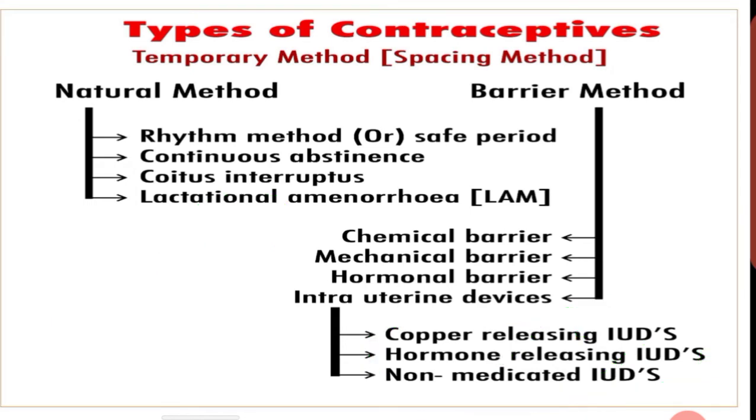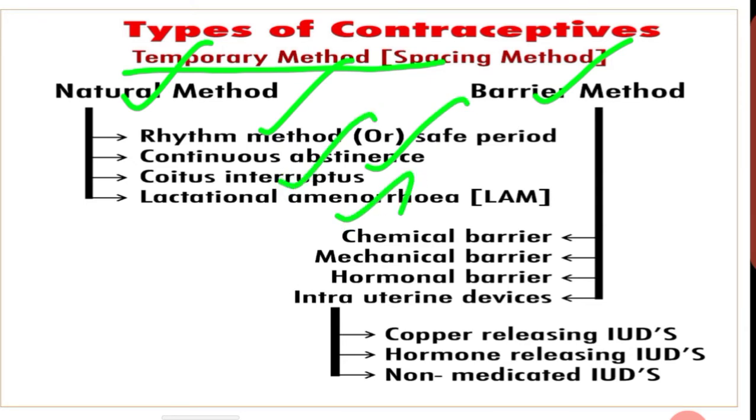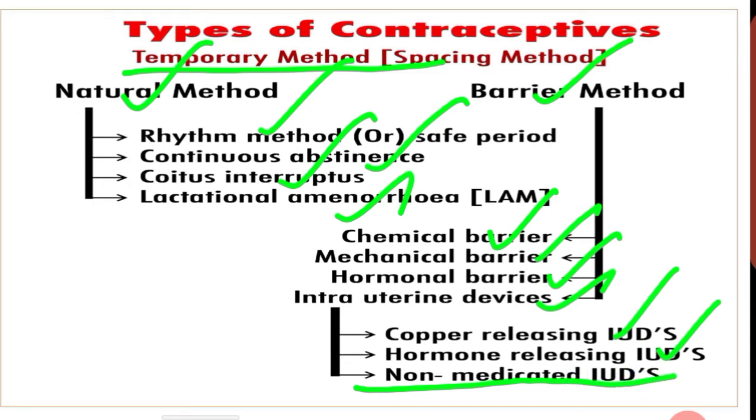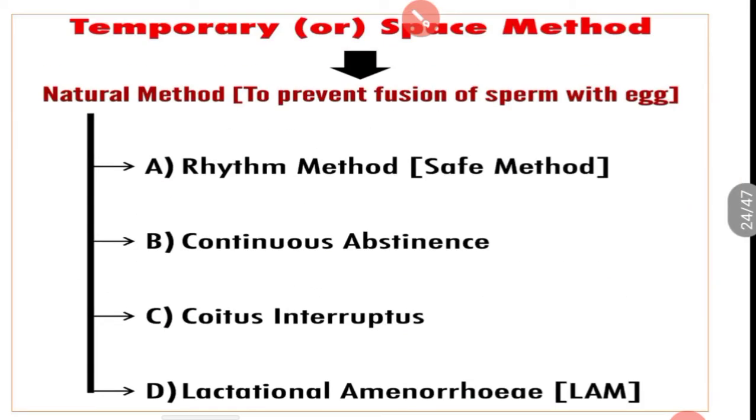Types of contraceptive. In that, first we are going to see temporary method or spacing method. In the spacing method, two methods are there: natural method, which occurs naturally, and barrier method, which prevents contraception through a barrier. In the natural method, there are the rhythm method or safe period, continuous abstinence, coitus interruptus, and lactational amenorrhea. In barrier methods, there are chemical barrier, mechanical barrier, hormonal barrier, and intrauterine devices. What types of intrauterine device are there? Copper releasing, hormone releasing, and non-medicated intrauterine devices.